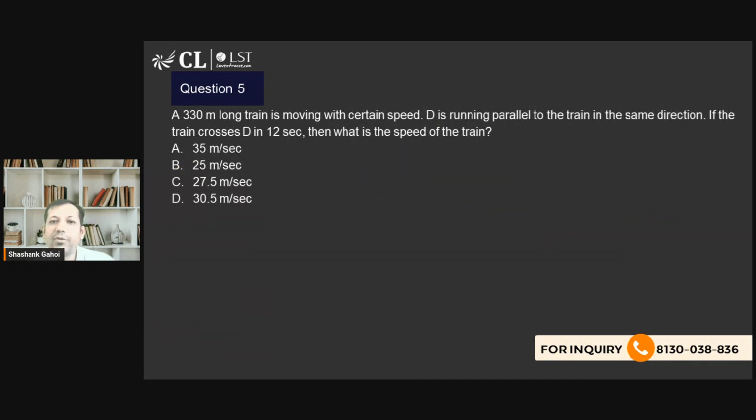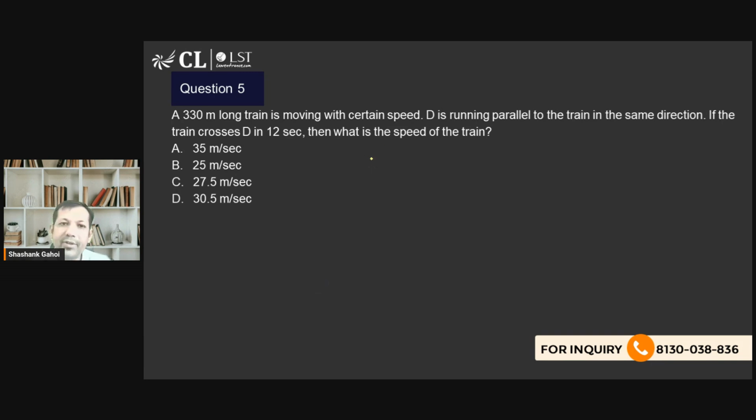Now let's move on to the next question. What does it say? A train, a 330-meter long train, is moving at a certain speed. D is running parallel to the train in the same direction. If the train crosses D in 12 seconds, then what is the speed of the train? Okay. So, what is the meaning of this question?